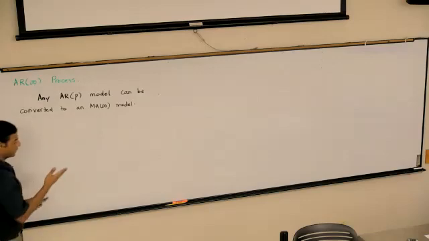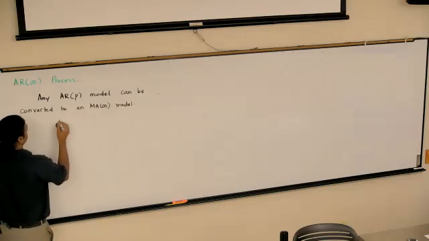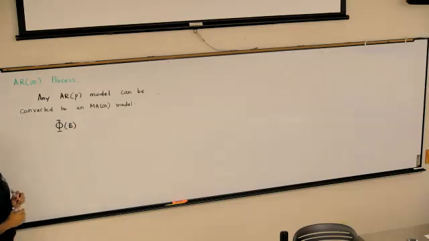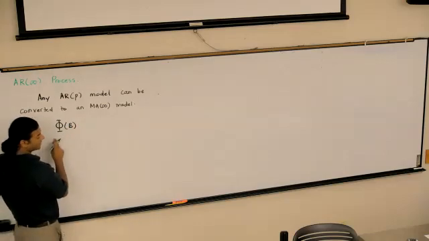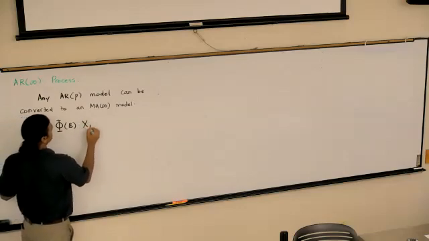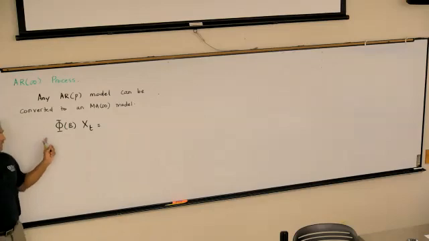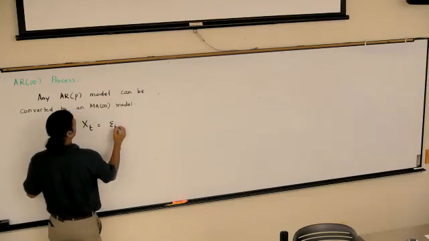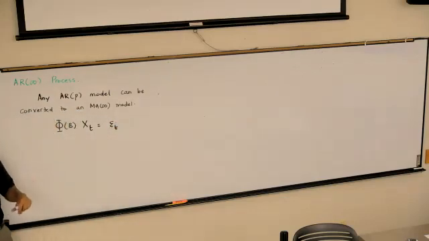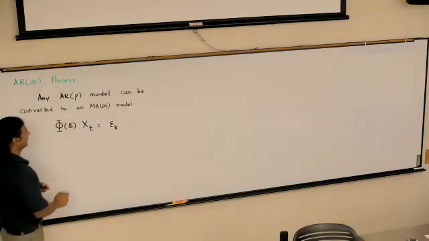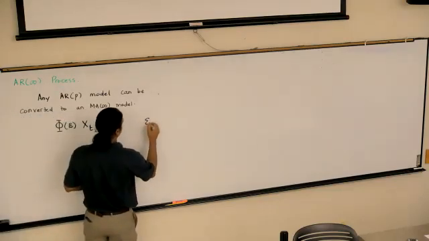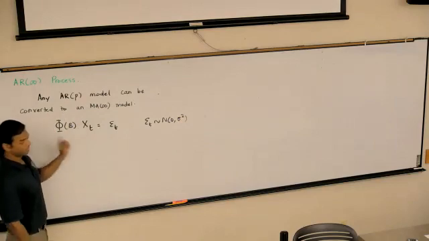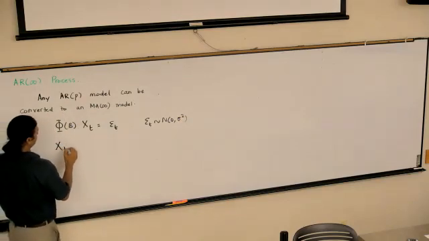If you recall, is this really any MA or any AR? AR. So we had the characteristic polynomial on the AR side, and phi of B, X_t would be equal to our noise, epsilon, with the standard noise assumption: mean 0, variance sigma squared. I divide by phi of B on both sides.